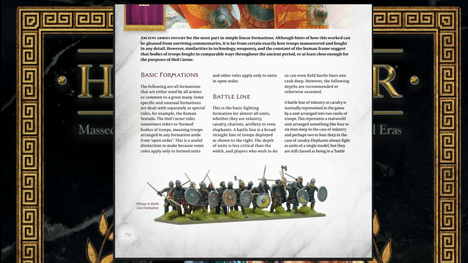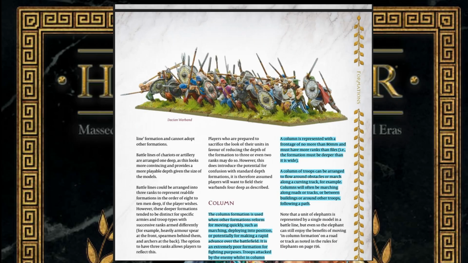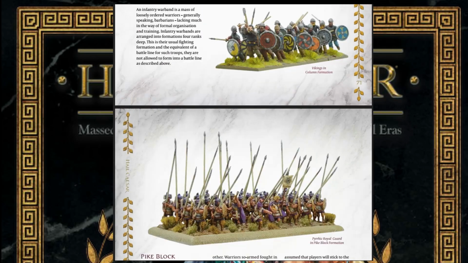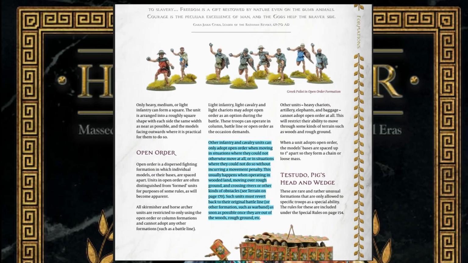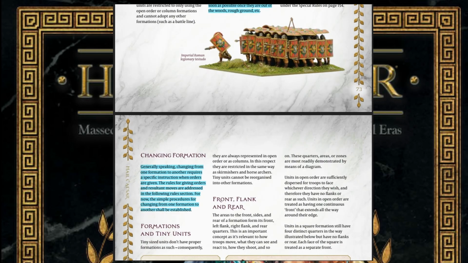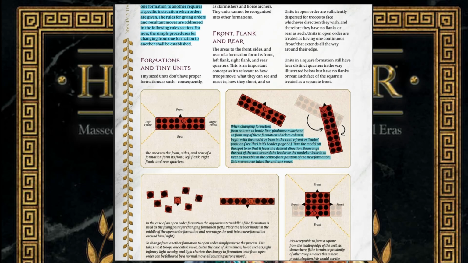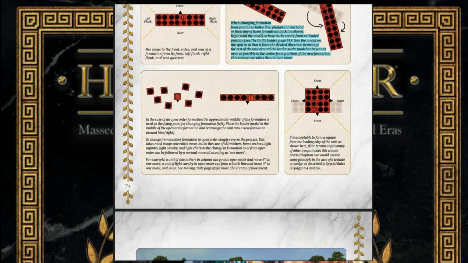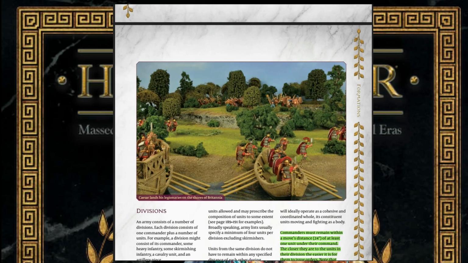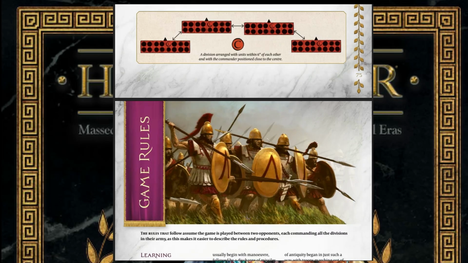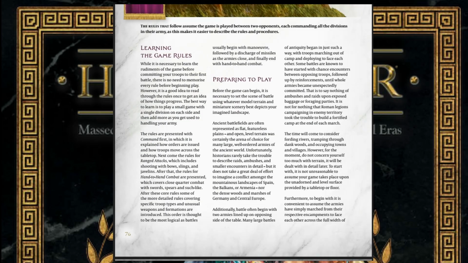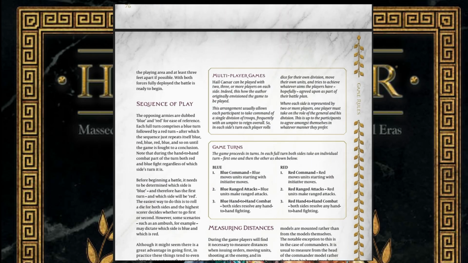Then you're talking about formations, the battle lines, again, beautiful divisions, war bands, pike blocks, squares. All these are explained in detail in this part. And then you start with flank and rear attacks and turning and all these movement division orders. And then you go to game rules. Now you prepare how to play. All these are explained. I think the layout is a bit better.